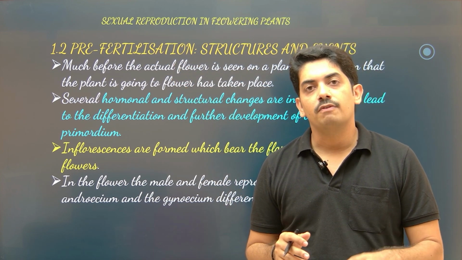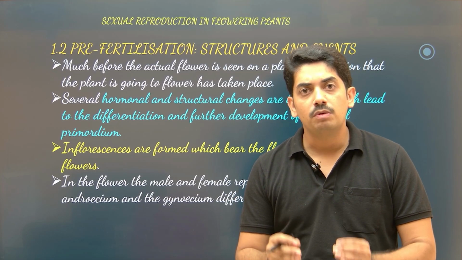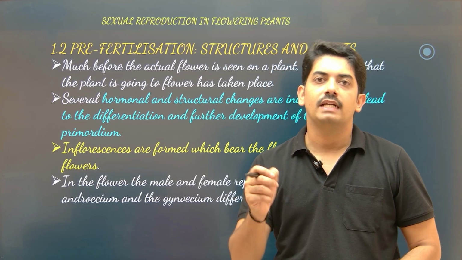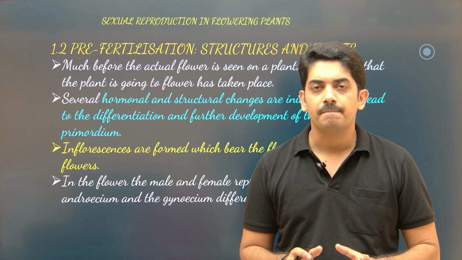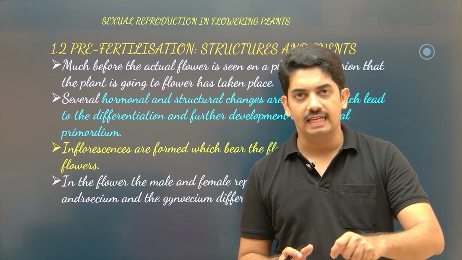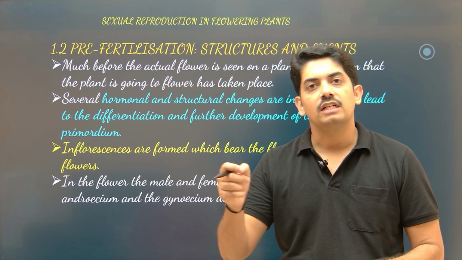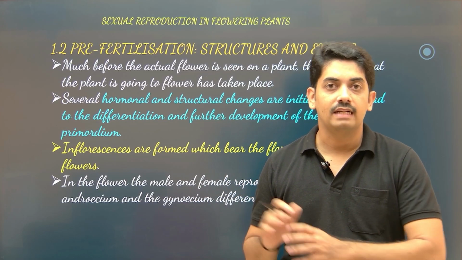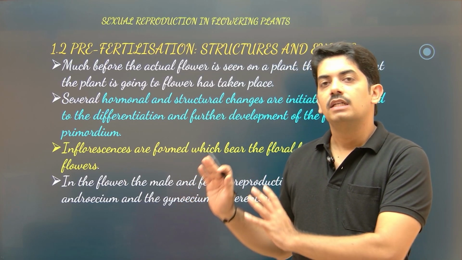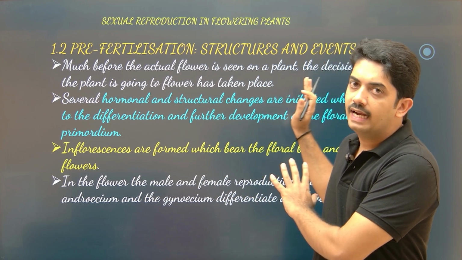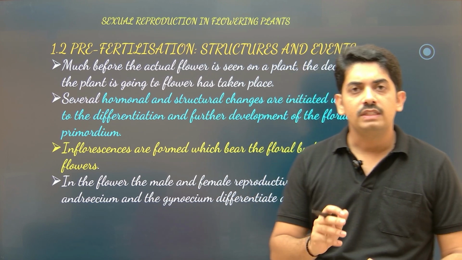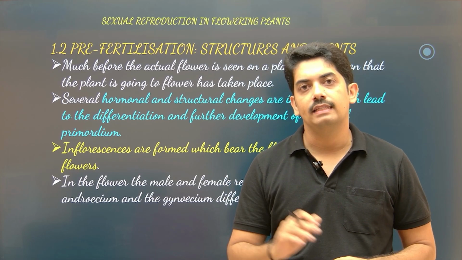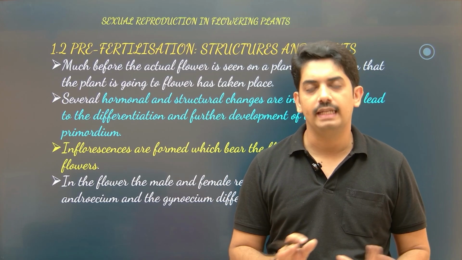See, for the formation of male gamete and female gamete, there should be a specific structure in the plant which helps to bear the male gamete and female gamete. So initially we study the structure which helps in male gamete, nothing but the androecium, and the structure which helps in production of the egg, nothing but the gynoecium. Okay, that we will study in detail in the pre-fertilization structures and events. Events in the sense how these structures, androecium and gynoecium, produce pollen grains and the egg. That we will study in detail.